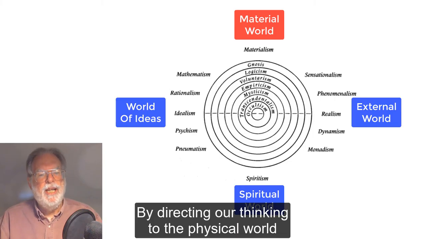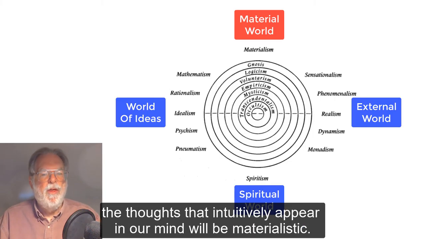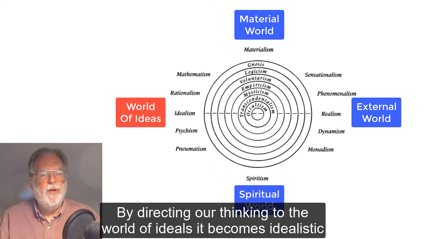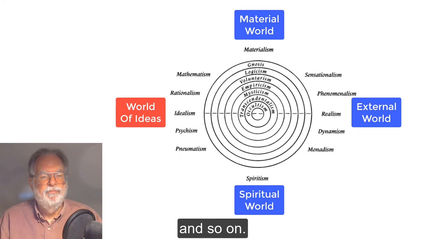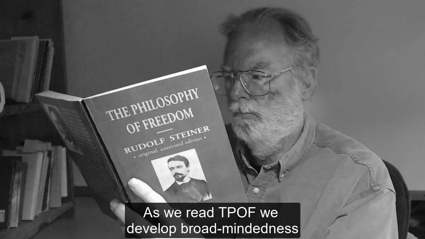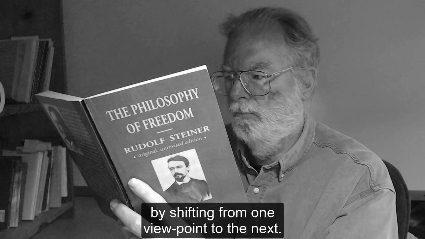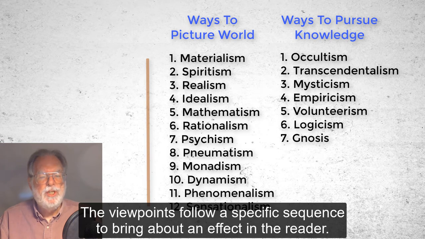By directing our thinking to the physical world, the thoughts that intuitively appear in our mind will be materialistic. By directing our thinking to the world of ideals, it becomes idealistic, and so on. As we read the philosophy of freedom, we develop broad-mindedness by shifting from one viewpoint to the next. The viewpoints follow a specific sequence to bring about an effect in the reader.